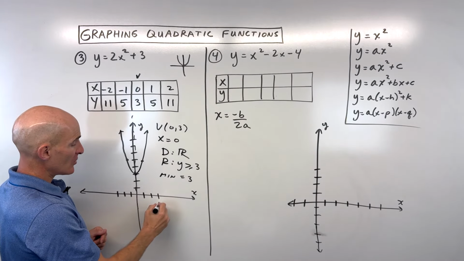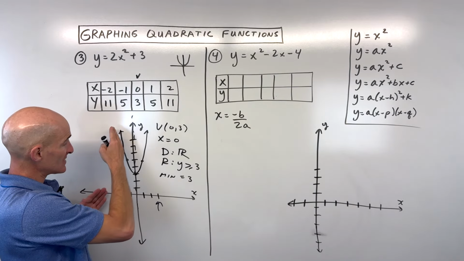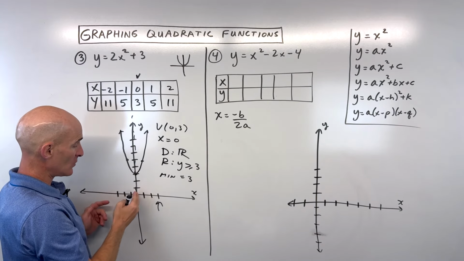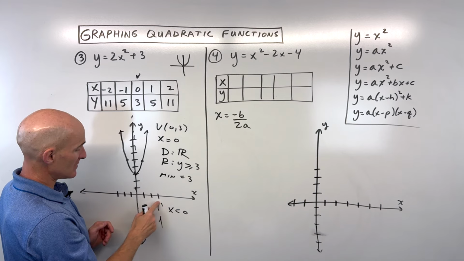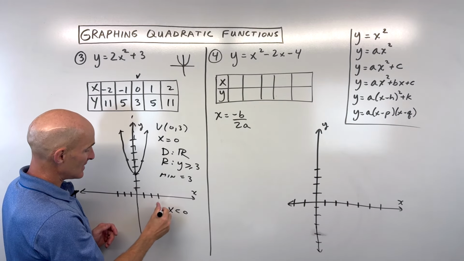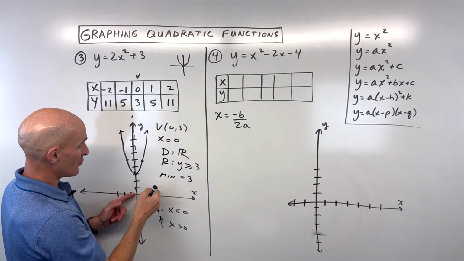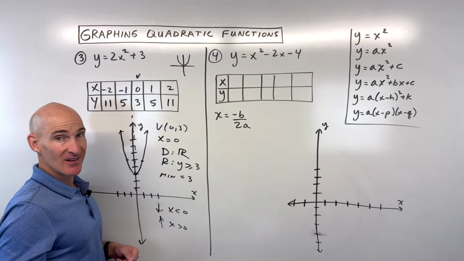And then where is it increasing? Well, again, it's like reading a book from left to right. This is kind of going down, sort of like a negative slope. You could say, okay, it's decreasing when x is less than 0, and it's increasing when x is greater than 0. See, as you go to the right, it's going up, up, up. If you read it this way, it's going to be flipped.